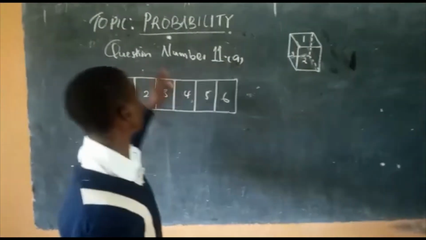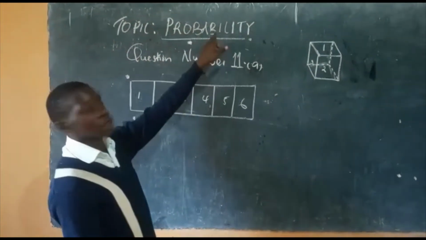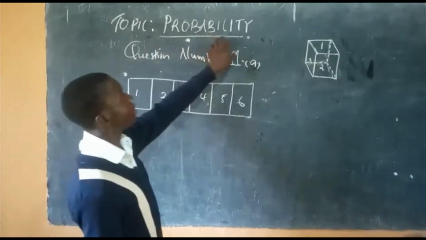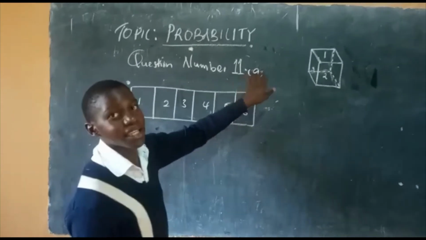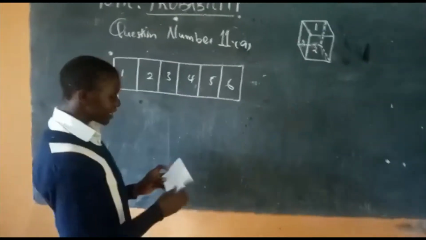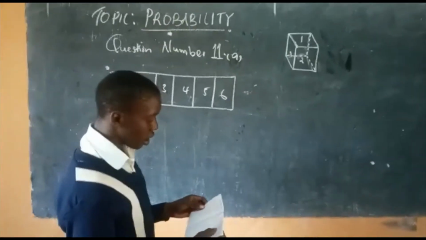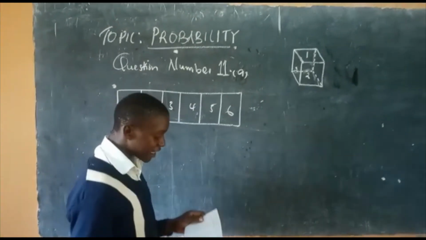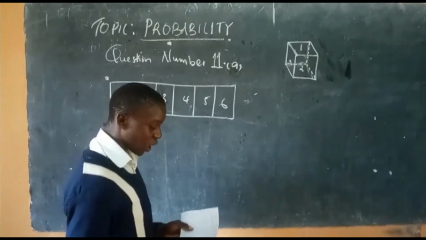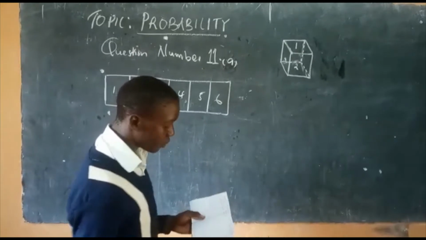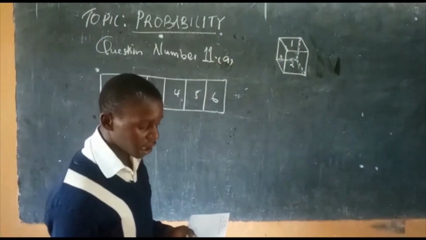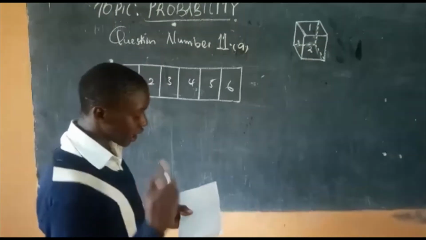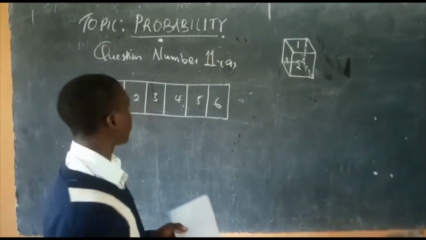I have come here to present and discuss with you a question from the topic of probability, question number 11, part A. It says, a fair die is tossed once and what appears on the top face is recorded. Find the probability that a triangular number shows up.